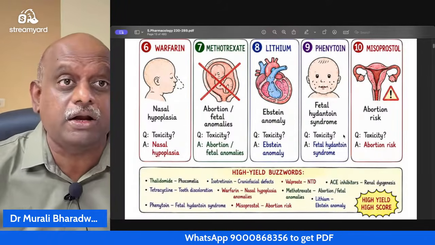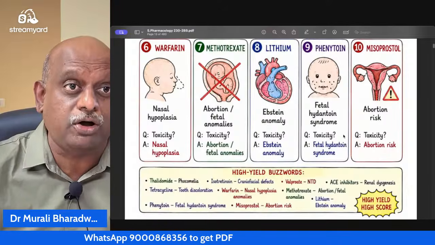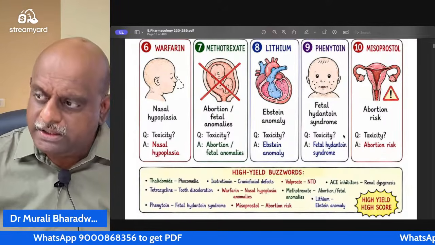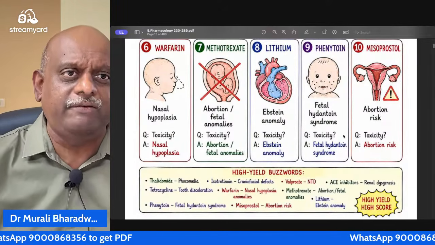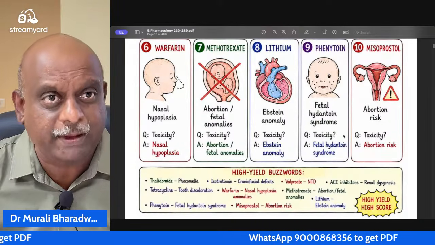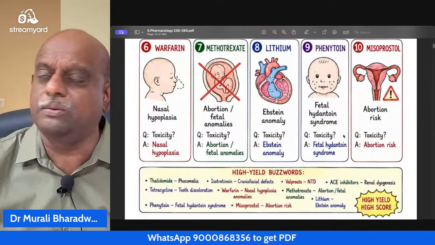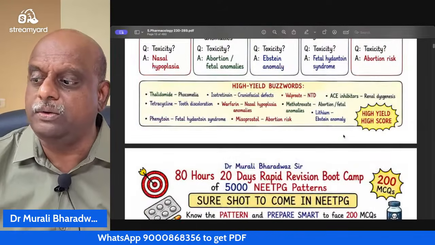Methotrexate will lead to abortion and fetal anomalies. In fact, for ectopic pregnancy, to abort it, we give methotrexate. Lithium leads to Ebstein's anomaly, where the tricuspid valve is abnormally placed. Tricuspid valve, Ebstein's anomaly. Phenytoin causes fetal hydantoin syndrome, and misoprostol leads to abortion.